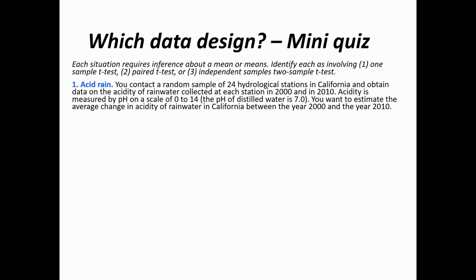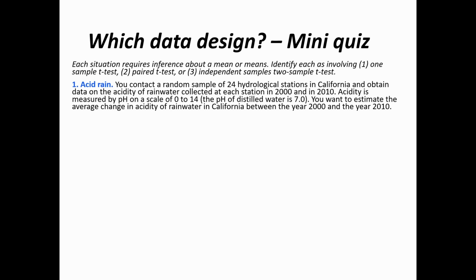Okay, number 1, the acid rain example. You contact a random sample of 24 hydrological stations in California and obtain data on the acidity of rainwater collected at each station in 2000 and 2010.